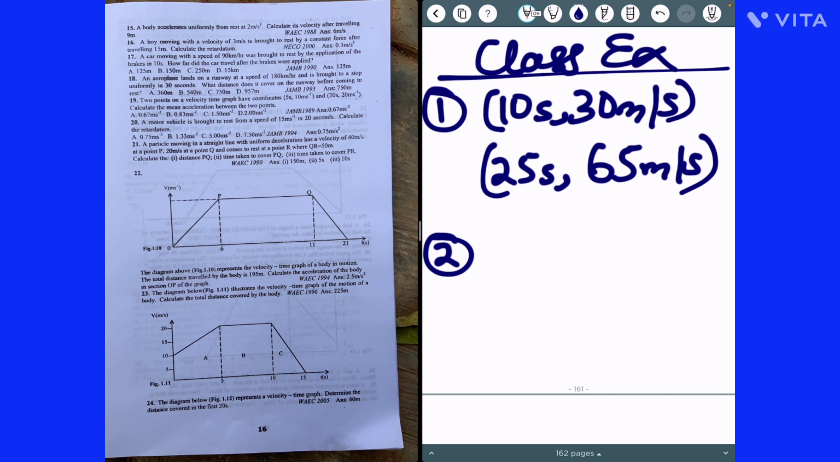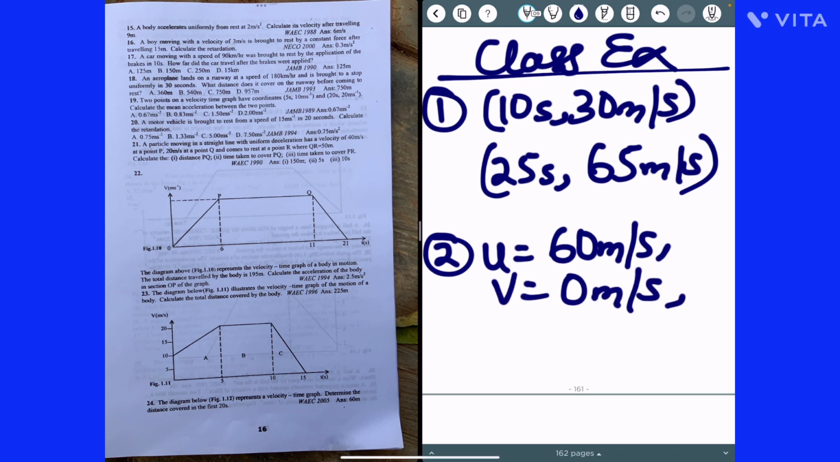Question two. A motor vehicle is brought to rest from a speed of 60 meters per second in 12 seconds. I'm even answering the question for you now. Calculate the retardation. So you are looking for A.